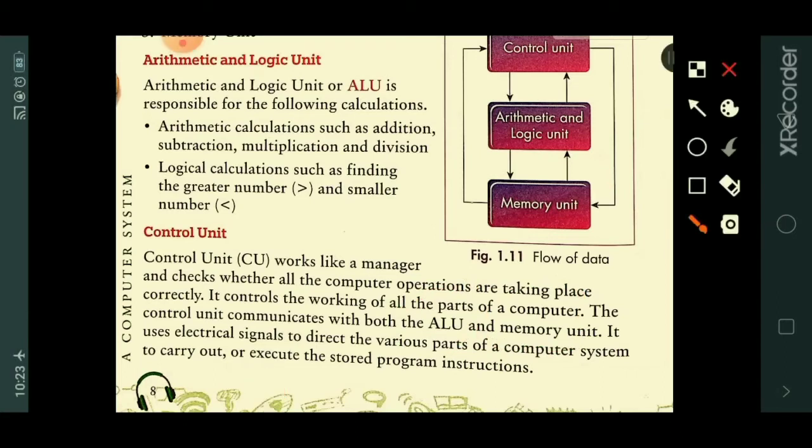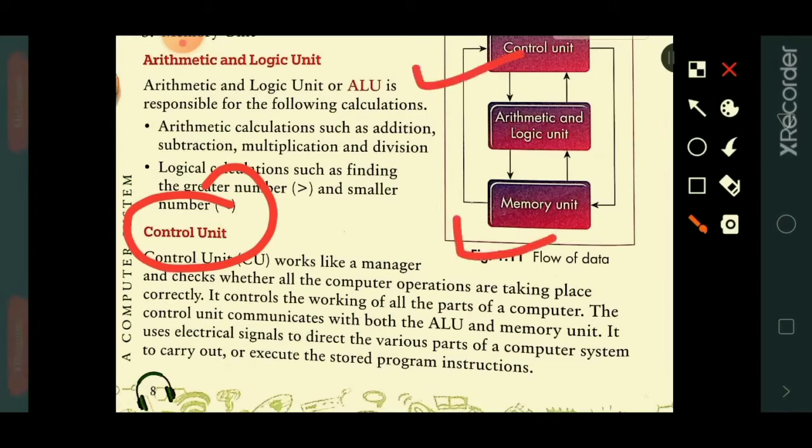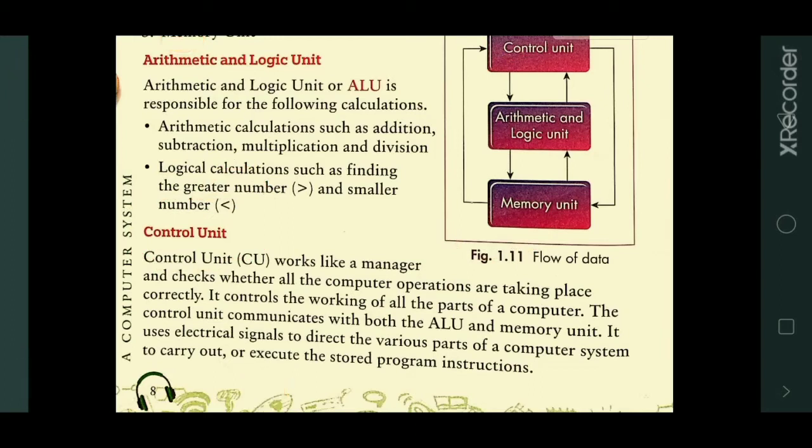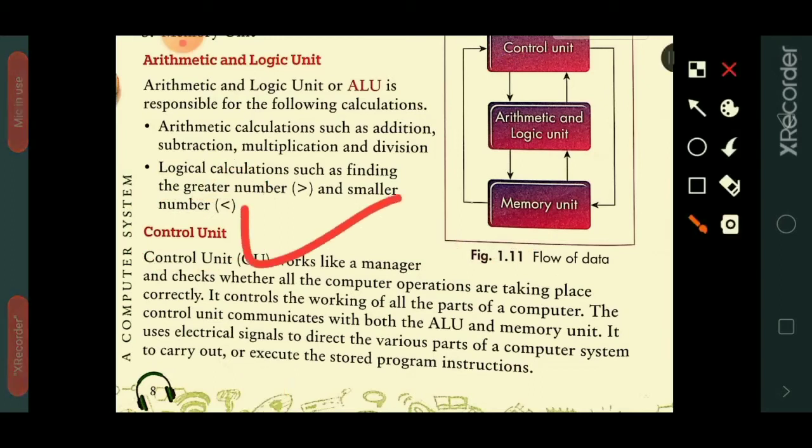It uses electrical signals to direct the various parts of a computer system to carry out or execute the stored program instructions. Those electrical signals are used to communicate with the memory unit and the arithmetic and logic unit so that all the processes can be done properly. This is how our control unit works inside the CPU.